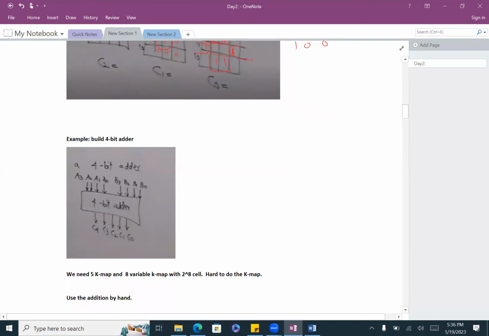Now, the question for you. Can we extend that to a 4-bit adder? Yes, we can do that, correct? We can. But the question now, we cannot. Why?